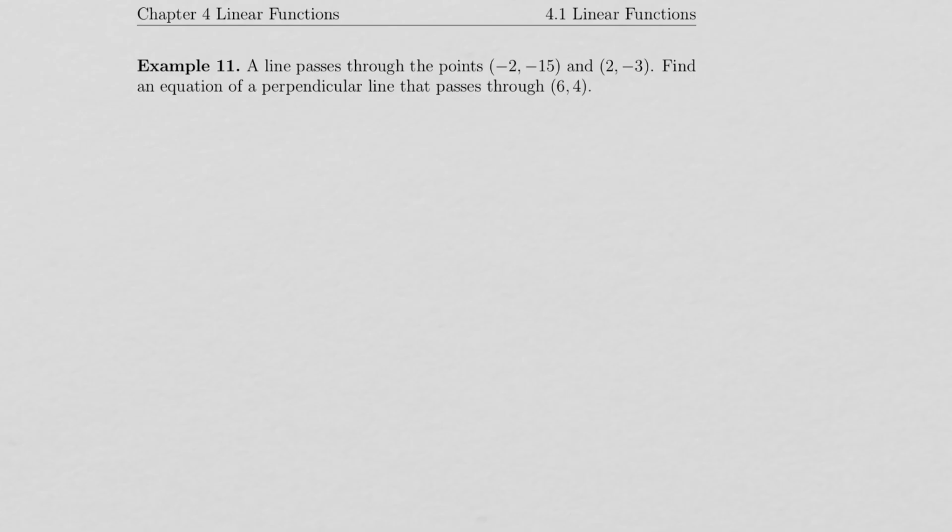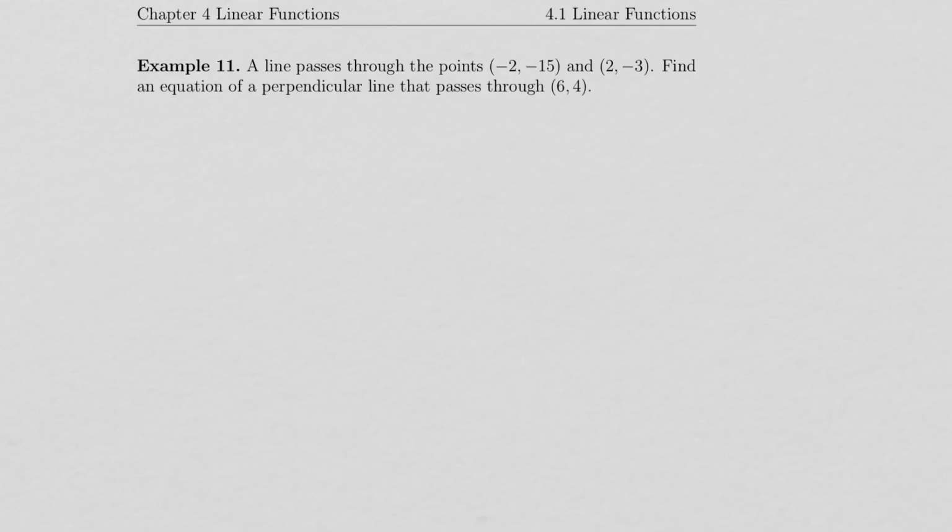Okay, so in this case, we're told a line passes through the points (-2, -15) and (2, -3). Find an equation of a perpendicular line. So we want a new line that's perpendicular to this given line that passes through the point (6, 4).